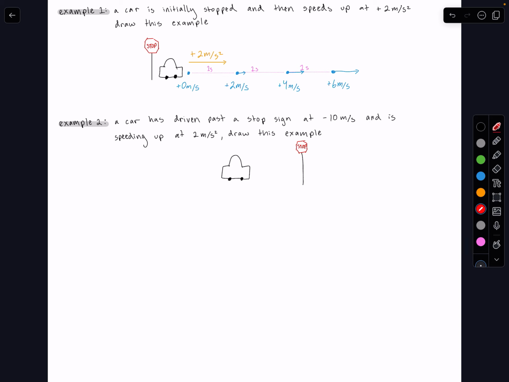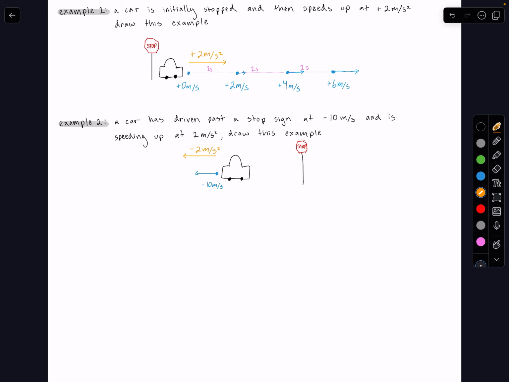So the car has blown past the stop sign at negative 10 meters per second. So at this initial point, it's at negative 10. So it's going in this direction, to the left, at 10 meters per second. But it's speeding up at 2 meters per second squared. Because it's speeding up, or accelerating, it implies that the acceleration is in the same direction as the velocity. So the acceleration is in this direction, and so it's at negative 2 meters per second squared. If it's speeding up, same direction as the velocity.